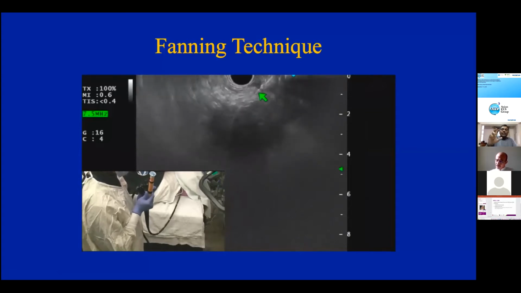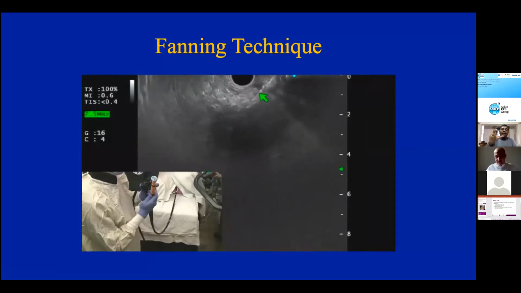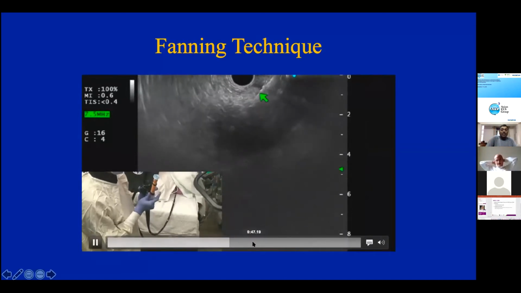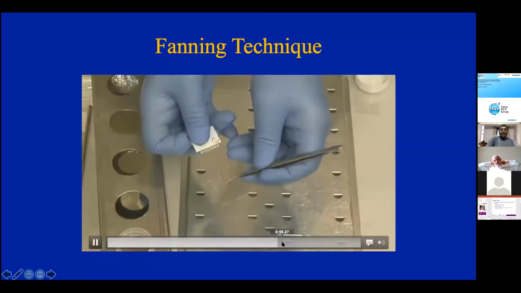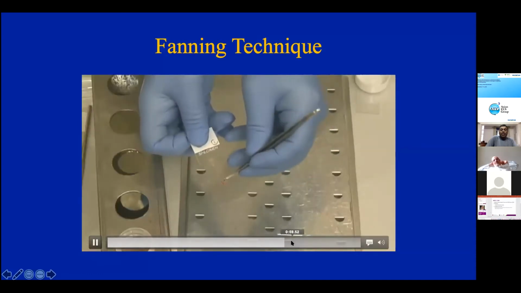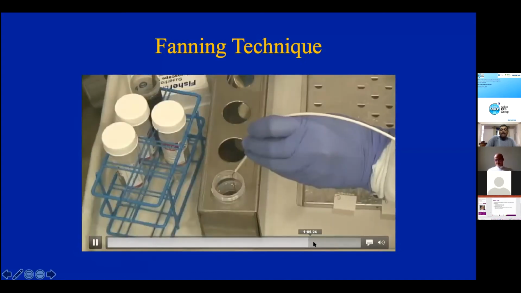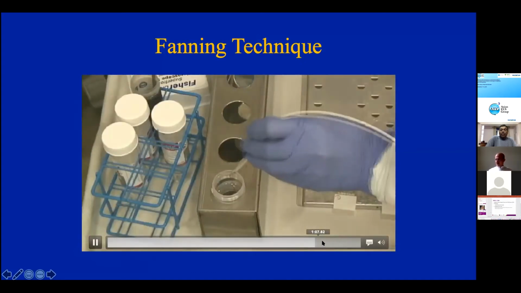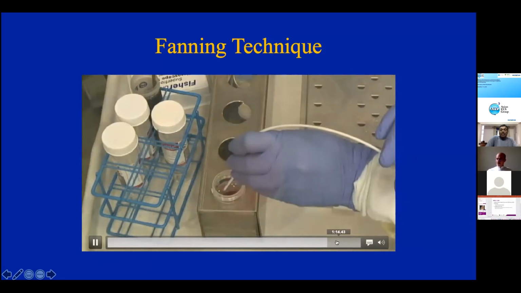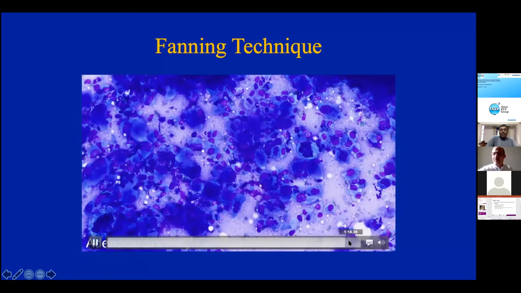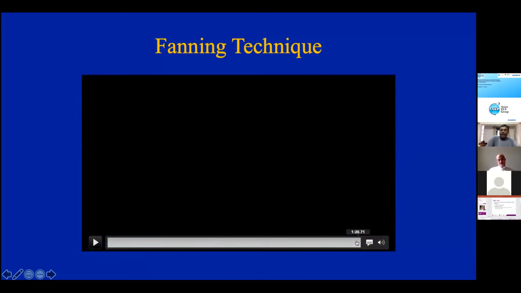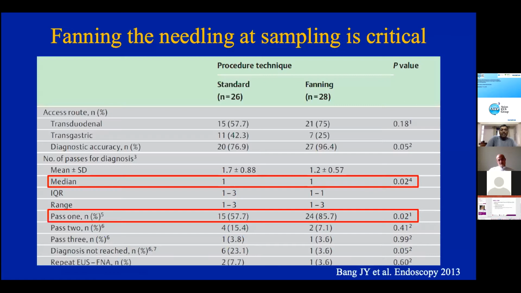Using the up-down dial with minimal elevator movement, you move the needle in different quadrants of the mass to get good tissue. Once you do that, invariably you'll get some good quality material that you use for touch imprint cytology. Then you put the remaining in formalin, just a single pass in formalin. You can see that the ROSE is very cellular, and your cell block will also be very rich.